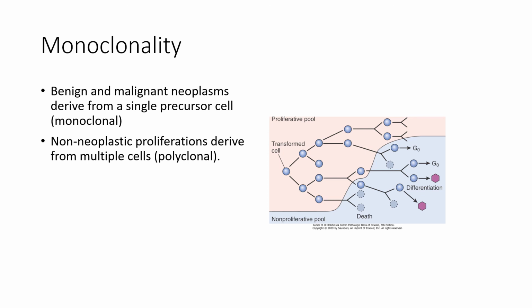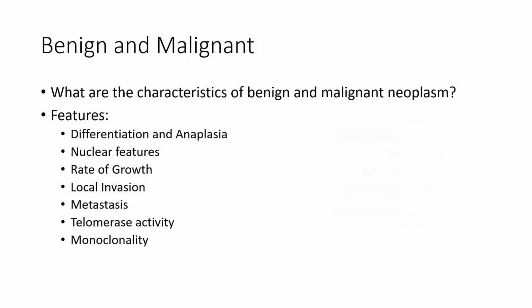So we have seen the features that are characteristic of benign and malignant neoplasms, which are differentiation and anaplasia, nuclear features, rate of growth, local invasion, metastasis, telomerase activity, and monoclonality.